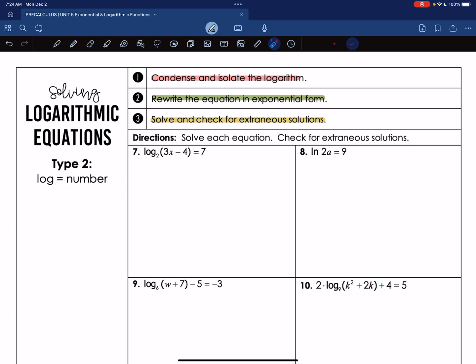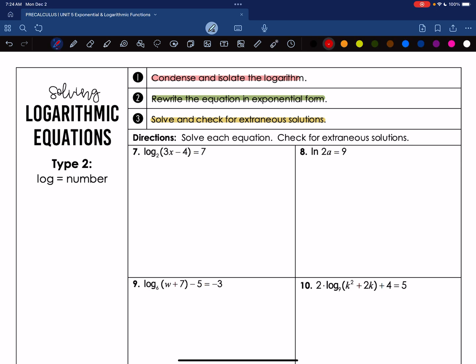So you can see that there are 3 steps here that we're going to be following in order to solve each of these equations. And then we're going to definitely, like it says in step number 3, always check for any extraneous solutions. Those extraneous solutions, again, are values that make your equation false or that cause an error when you substitute them back into the original equation.